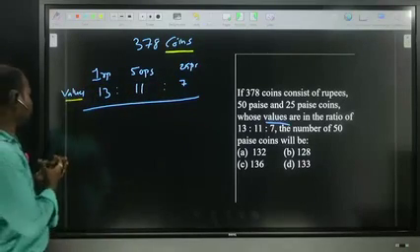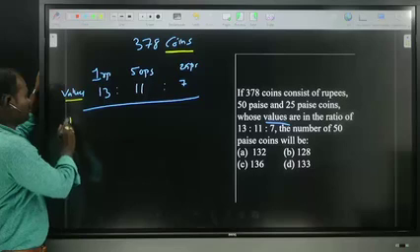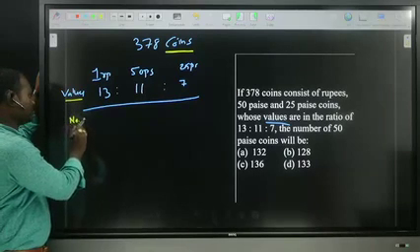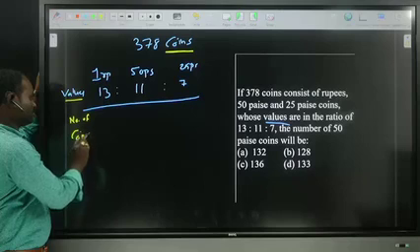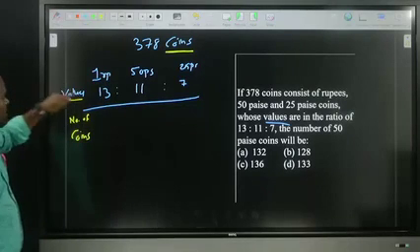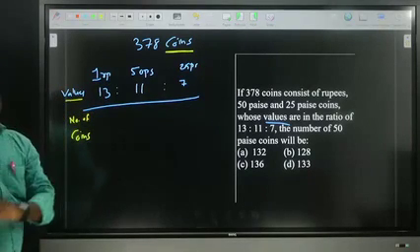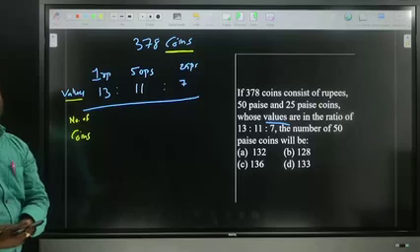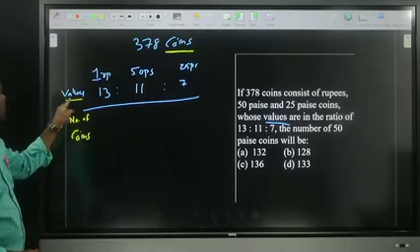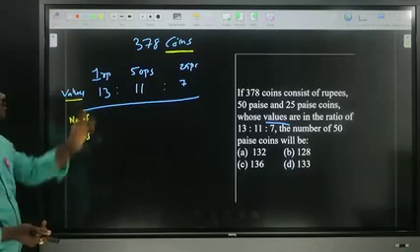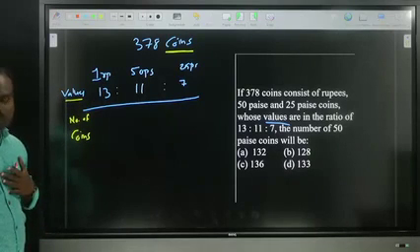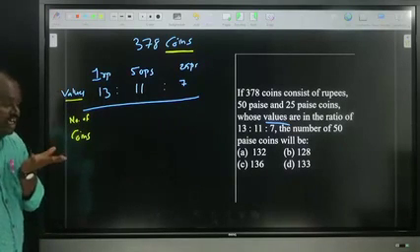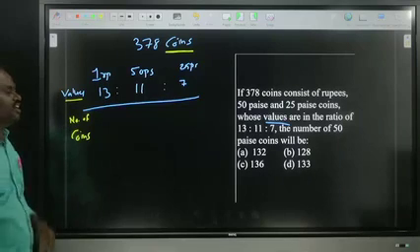Now shall we see? This ratio we should bring to number of coins. Now observe carefully. It was indicating value. Assume with me 1 rupee coins are there. Value 13 rupees. 13 rupees means there are how many coins? 13 coins.